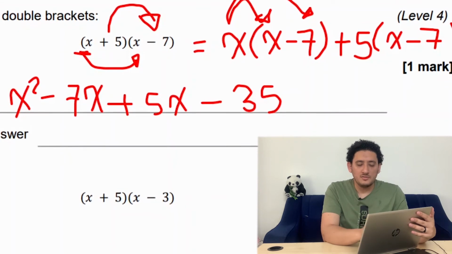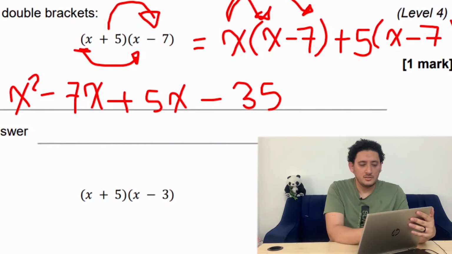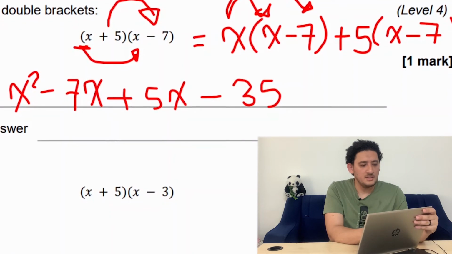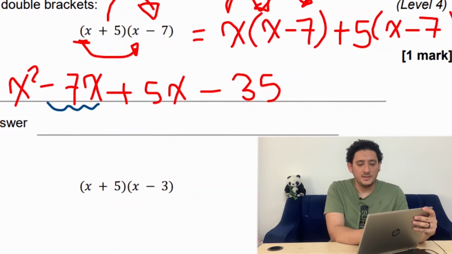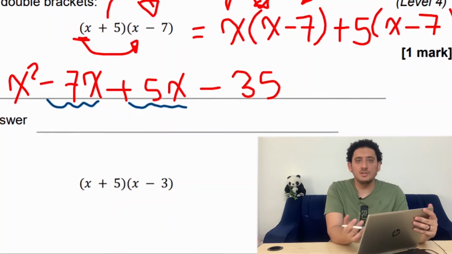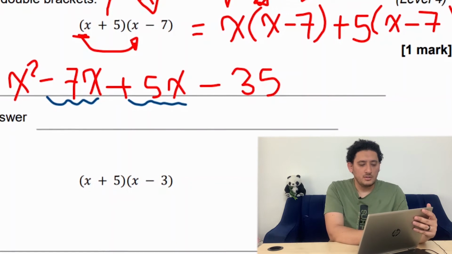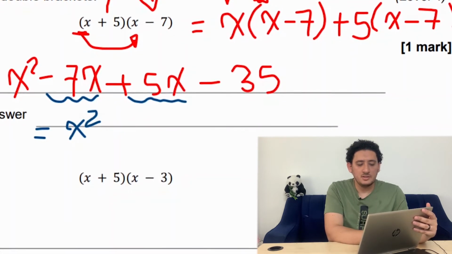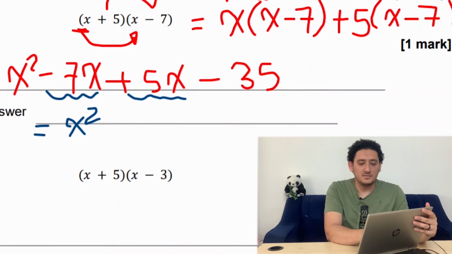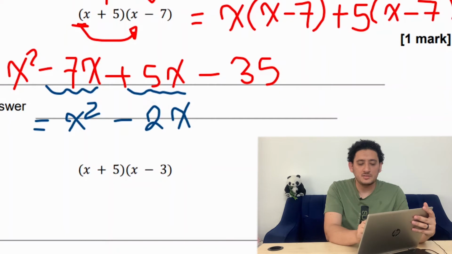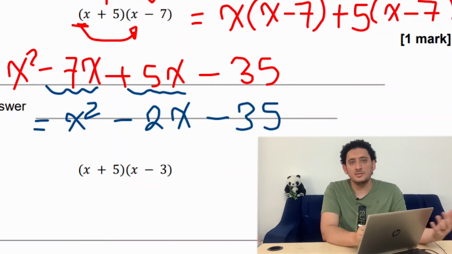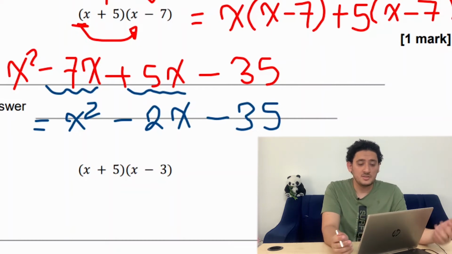Okay, do we have any like terms here? Yes, you have like terms: negative 7x and positive 5x. So we will add them. We first write x squared, and then negative 7 plus 5 means minus 2, so it's minus 2x. Minus what? Minus 35, because we don't have any other constants. So you will just write negative 35.